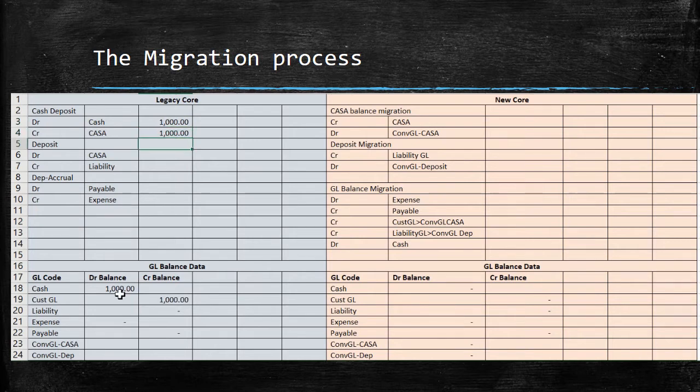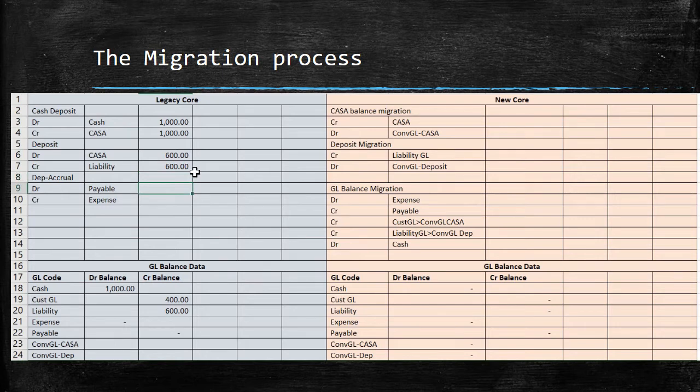If you look at the balance sheet, the cash GL, which is an asset, has a debit balance of 1000. The customer GL has 1000. Now, out of the 1000, the customer decides to create a deposit of 600 INR. So it will debit 600 from his account and credit a liability GL. The entries, if you see, have reflected in the balance sheet. The balance sheet is still balanced.